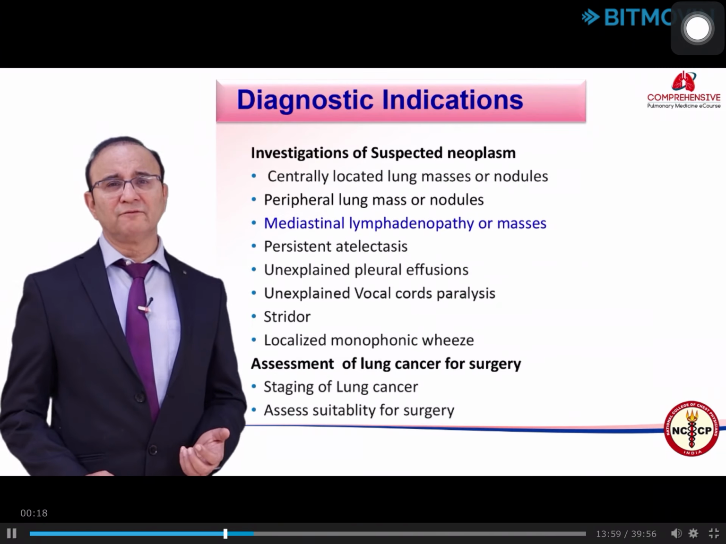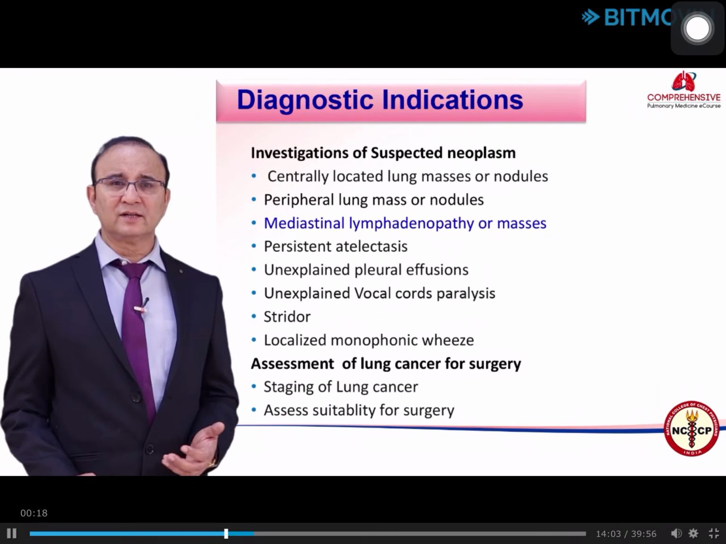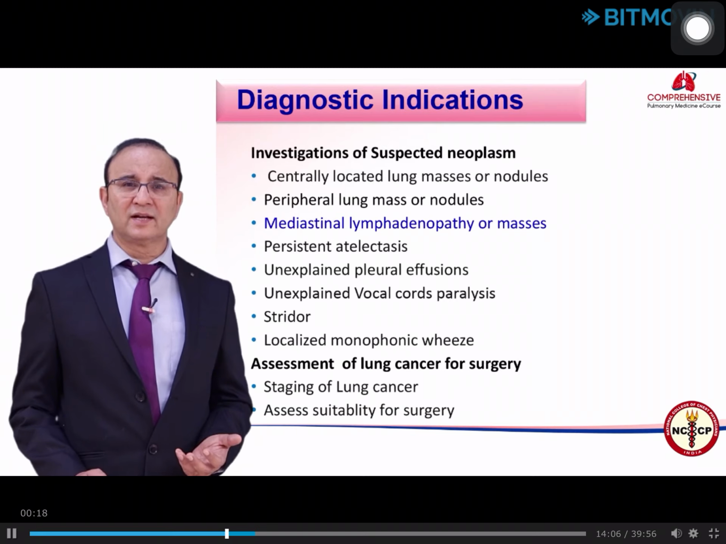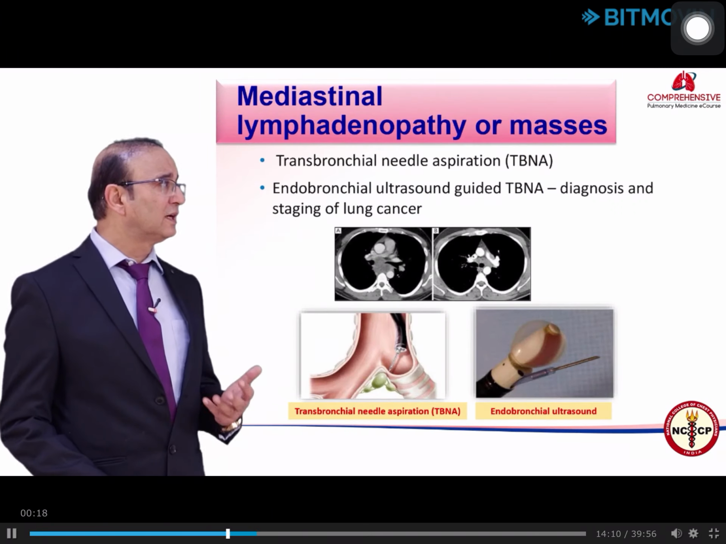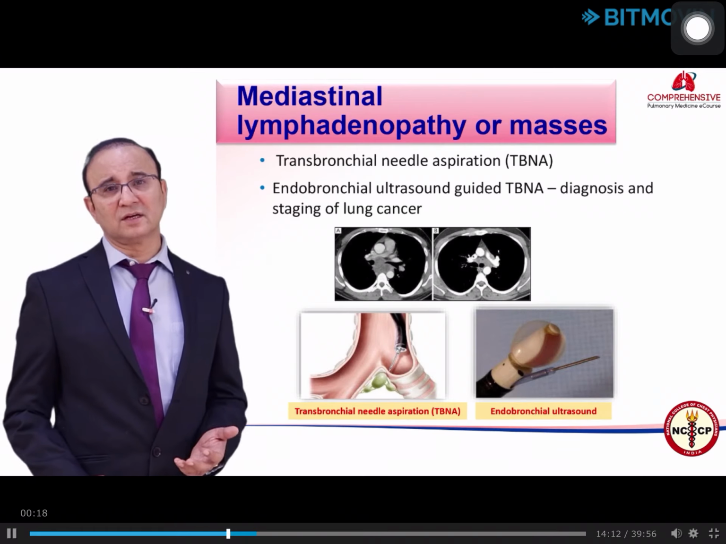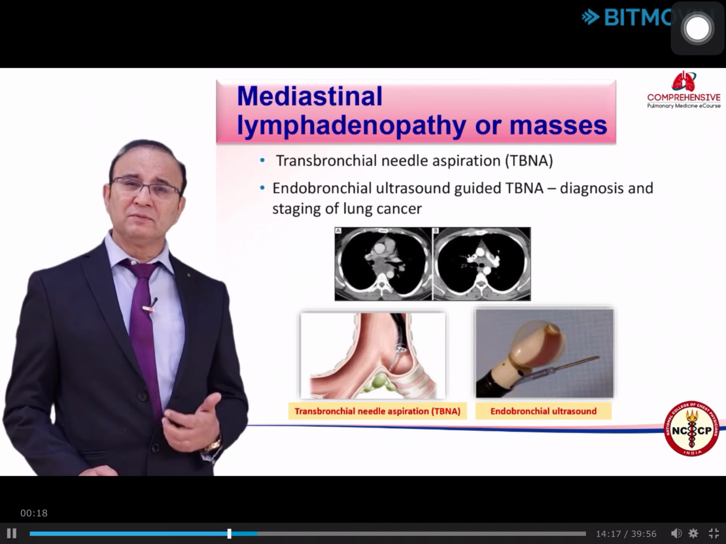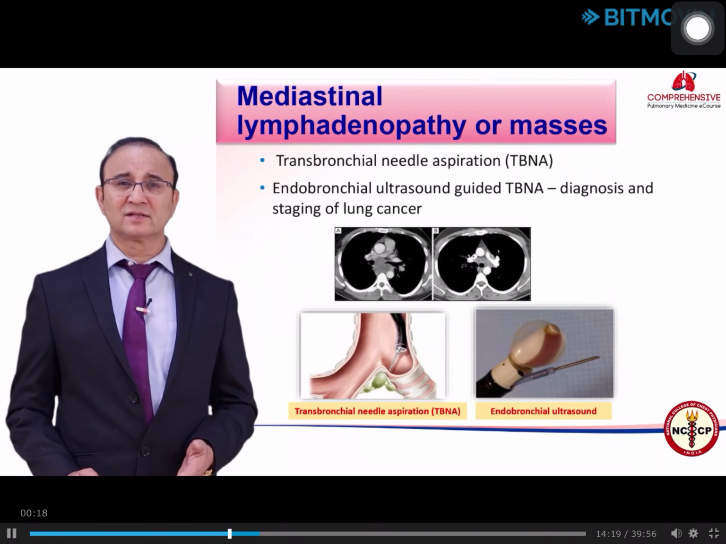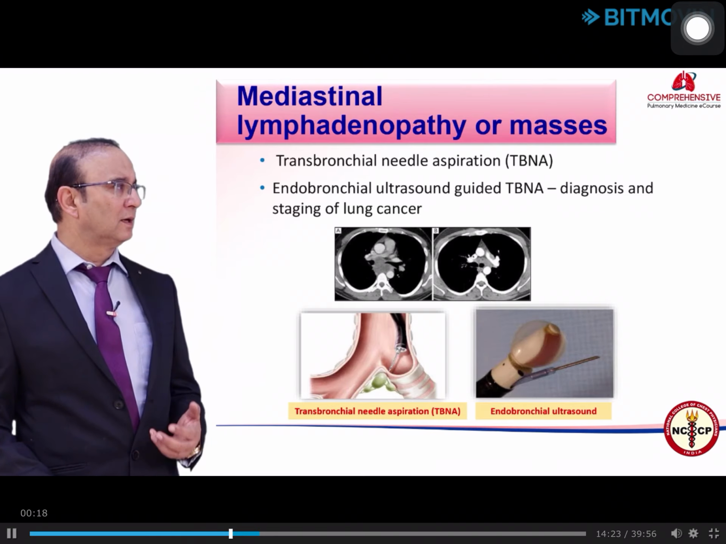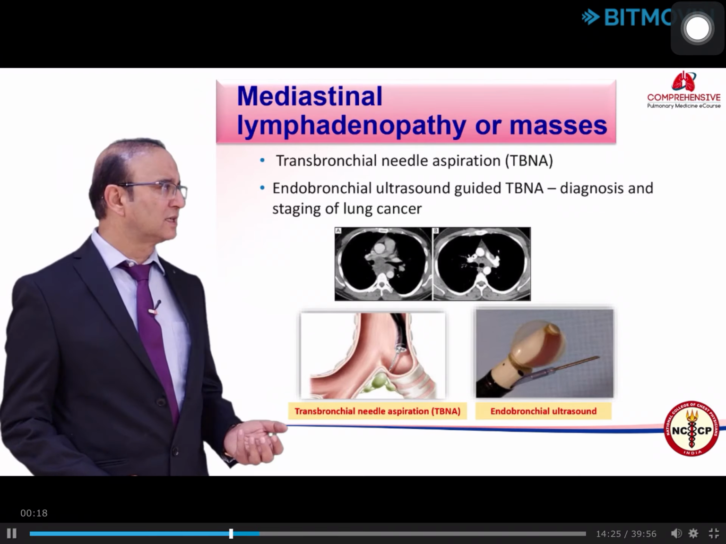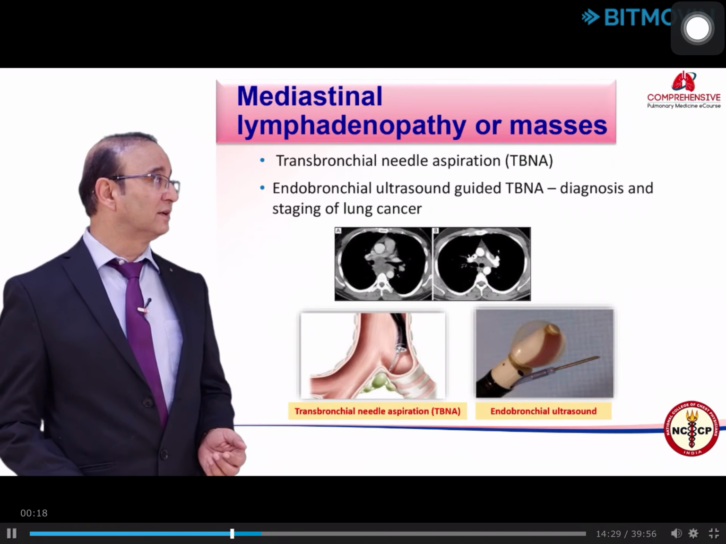Then mediastinal lymphadenopathy or masses. The carinal and paratracheal nodes, after the transbronchial needle aspiration through the bronchoscope, had never been a problem. But now with the advent of the endobronchial ultrasound, you can not only reach the various mediastinal lymph nodes and masses, but it is also possible now to stage lung cancer. And endobronchial ultrasound is a less invasive alternative in staging of lung cancer than many others.